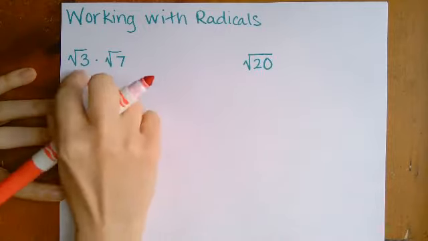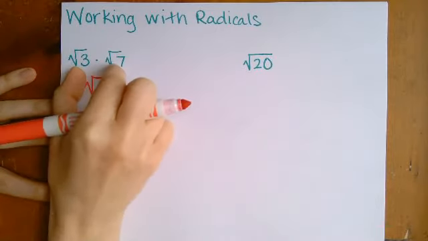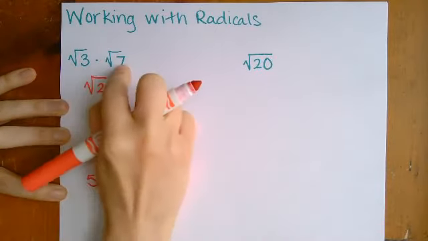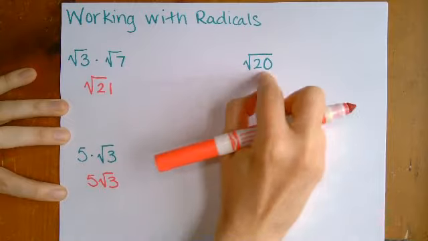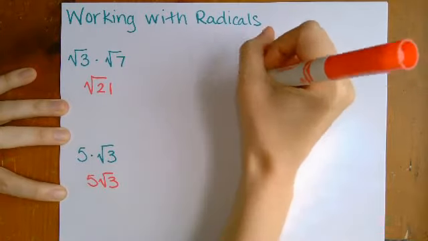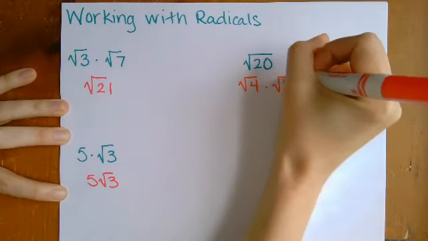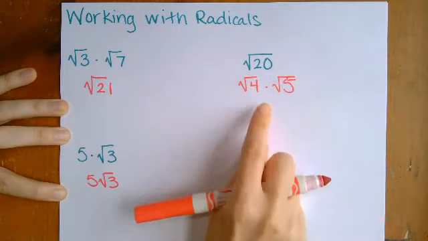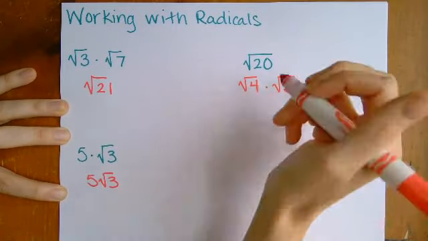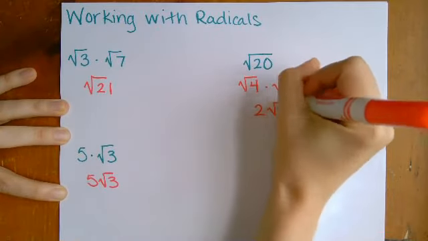Similarly, we can split them up in the same way we multiply. So here we have the square root of 3 times the square root of 7 is the square root of 21. The square root of 20 we can break back up as the square root of 4 times the square root of 5. And the reason we might want to do that is because we can take the square root of 4. The square root of 4 is 2.